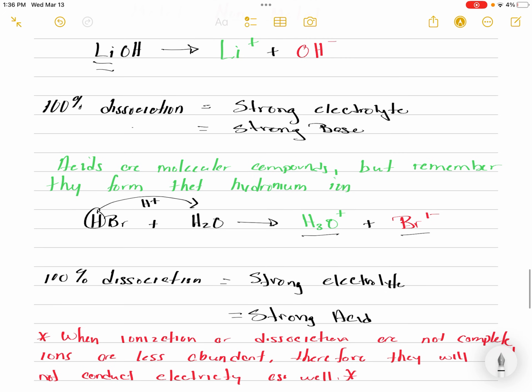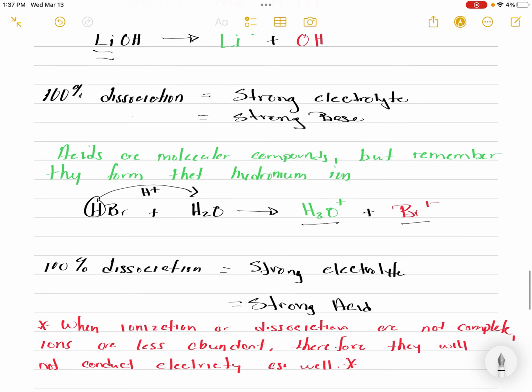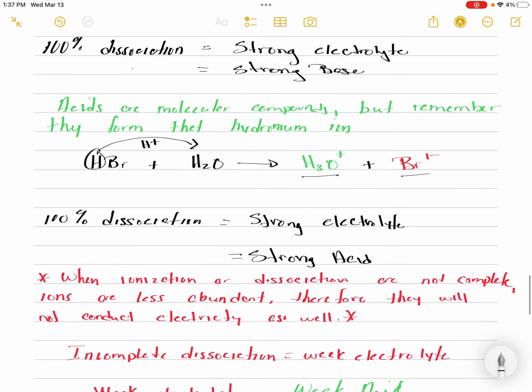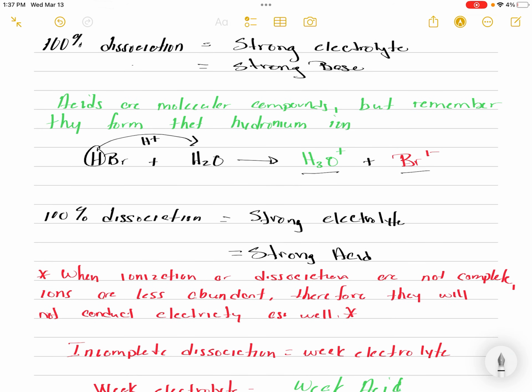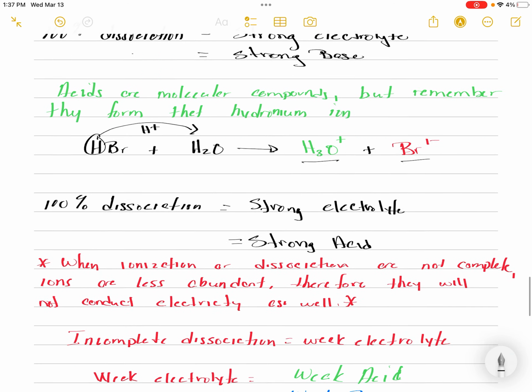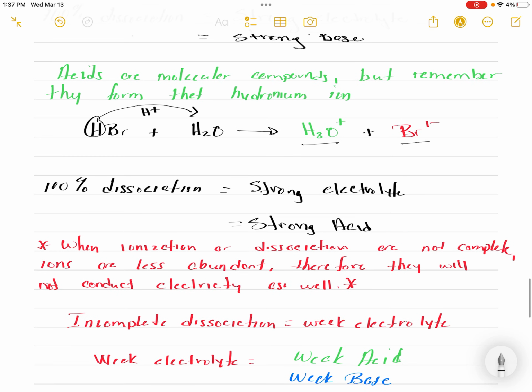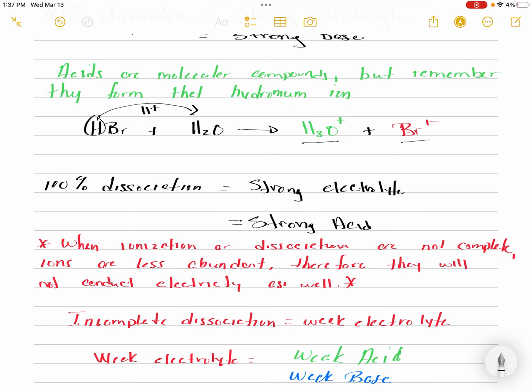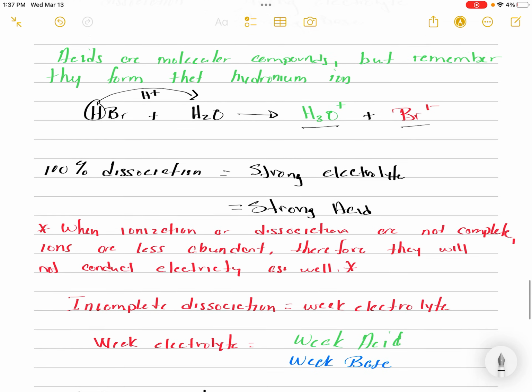When ionization or dissociation are not complete, ions are less abundant. Therefore, they will not conduct electricity as well. So if you're not able to 100% separate or dissociate, then you're not going to produce a whole lot of ions. If you're not able to produce a whole lot of ions, you're not going to be a great conductor of electricity, right? So we call this incomplete dissociation a weak electrolyte. A weak electrolyte can be either a weak acid or a weak base, depending on how well or how poorly an acid or a base is able to dissociate in water.